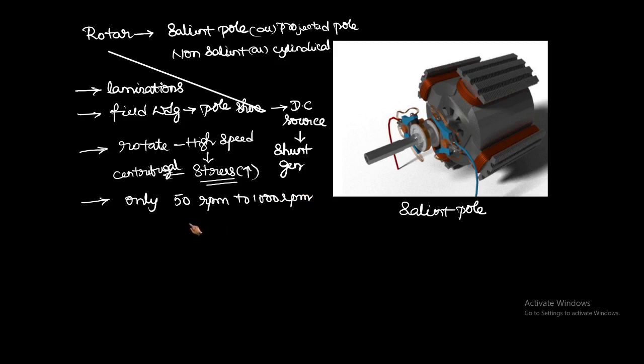As the frequency is fixed here at 50 Hz, P we can calculate as 120 F by N. We already know this formula: 120 into F, where F is 50, and N is, let us consider, 1000, so 50 will get cancelled. How many poles will be required? 120 into 50 divided by 1000.